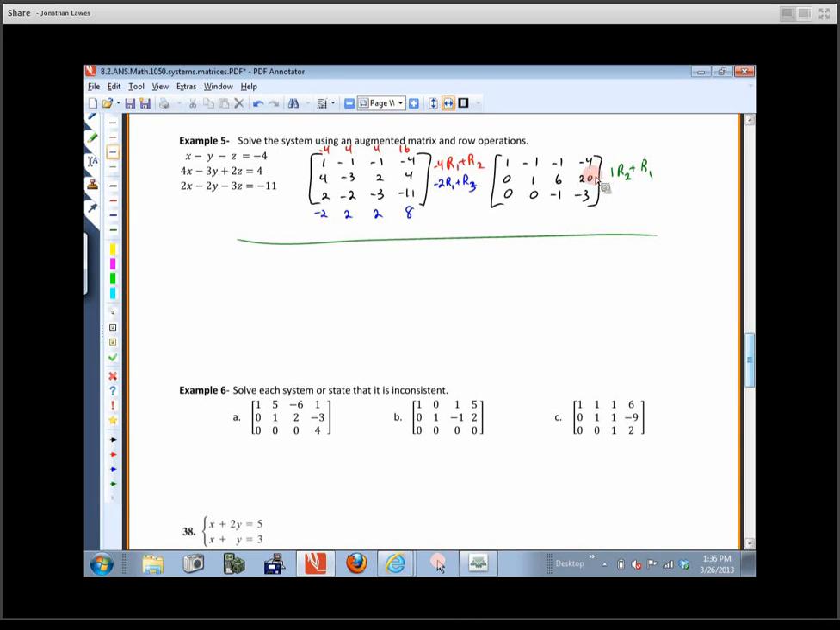Now, which row gets changed? Row 1 does. So row 1 is going to be 0 plus 1. That's a 1. 1 minus 1. That's a 0.